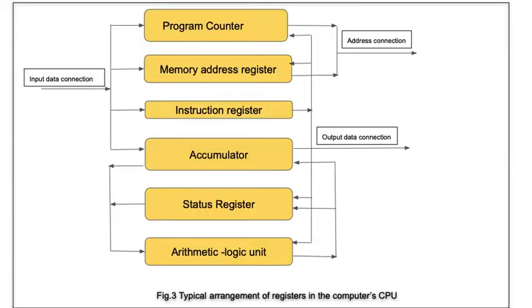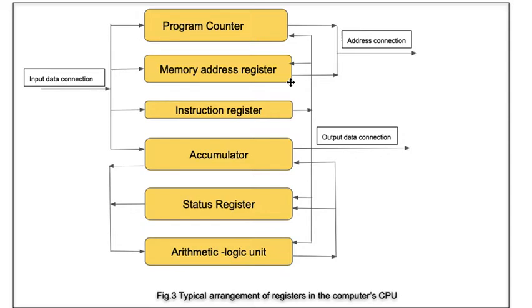The arrangement of these registers constitutes several functional areas of the CPU. A representative configuration, which we can see here in this figure, is used to accomplish a given sequence of programmed instructions. The functions of these register units are as follows. This is the program counter. The program counter holds the location or address of the next instruction.